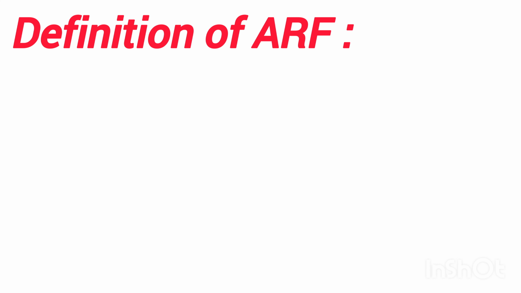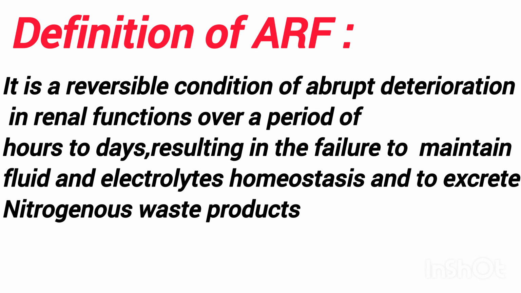Now we will see the definition of acute renal failure. It is a reversible condition of abrupt deterioration in renal function. This means that when the patient is in this condition, we can reverse the renal function over a period of time. Abrupt means a sudden malfunction of the kidneys, from hours to days.